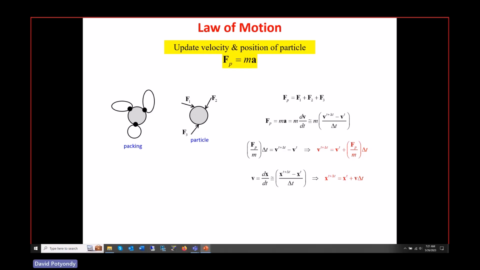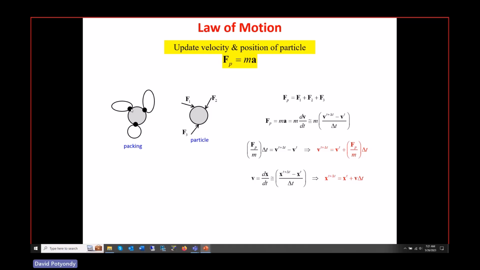So let's talk about that law of motion, F equals ma. The whole goal is, given a particle and knowing its resultant force, to update its position. So here's my typical particle inside of a packed assembly. The shapes are totally irrelevant. It's just that we have these rigid bodies pushing against each other at certain points. So let's zoom in on this one.